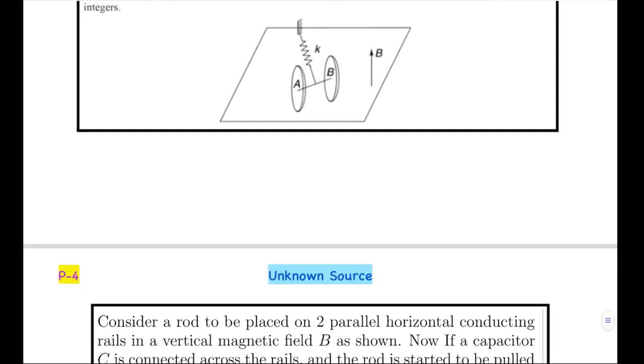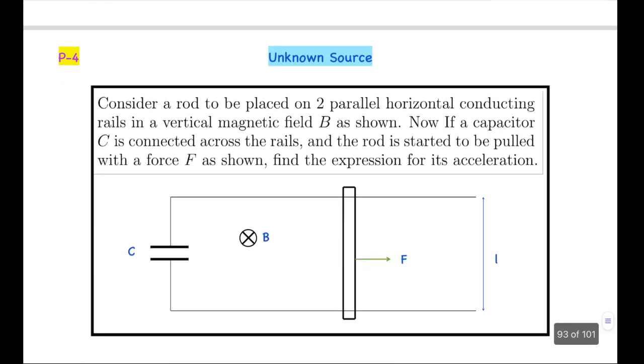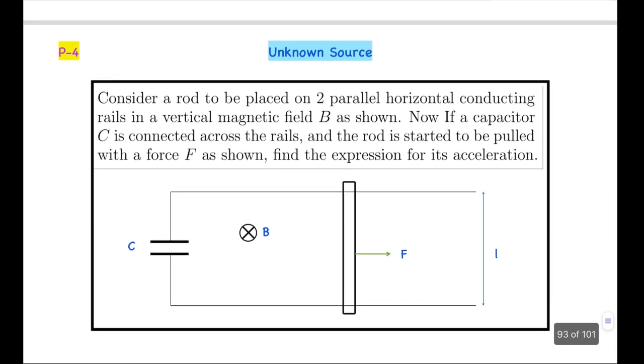You should try this. And the fourth question is from some unknown source. I don't know the source for this one. So the question is: consider a rod placed on two parallel horizontal conducting rails in a vertical magnetic field B as shown. Now if a capacitor C is connected across the rails and the rod is started to be pulled with a force F as shown, we have to find an expression for its acceleration.